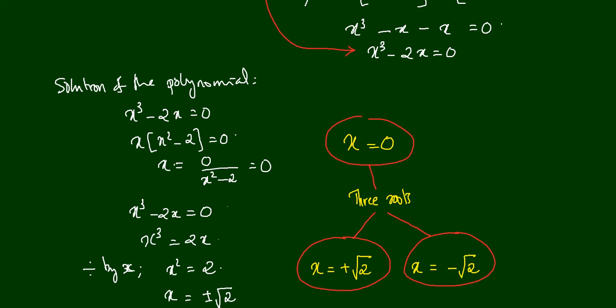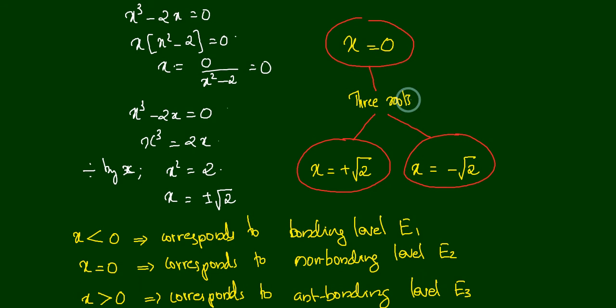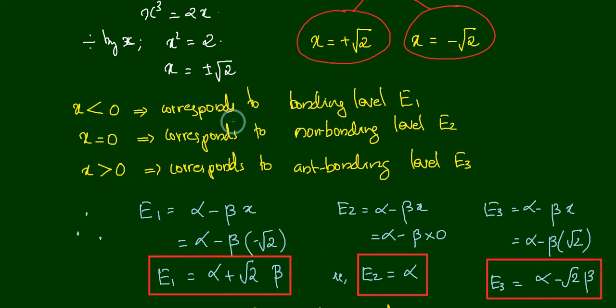Okay, so x can have these three roots. So the roots of this polynomial are x is equal to 0, x is equal to plus root 2, and x is equal to minus root 2. And as we already know, x less than 0 corresponds to the bonding level E1. x is equal to 0 corresponds to the non-bonding level E2, and x greater than 0 corresponds to the anti-bonding level E3.